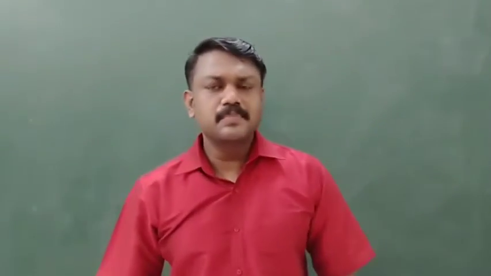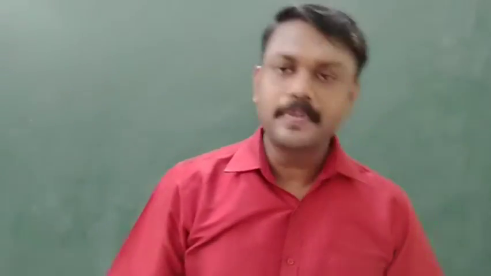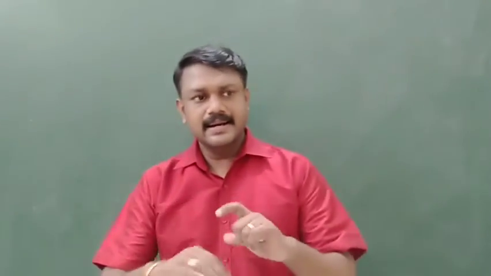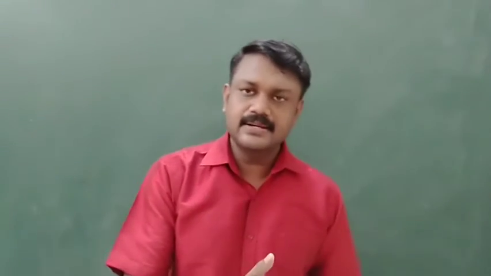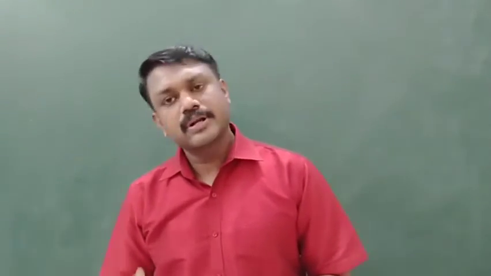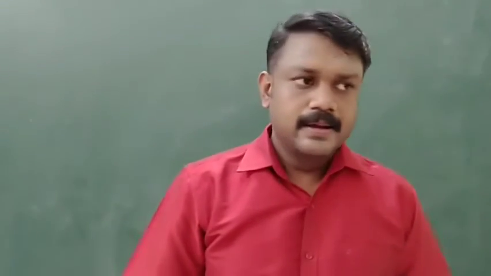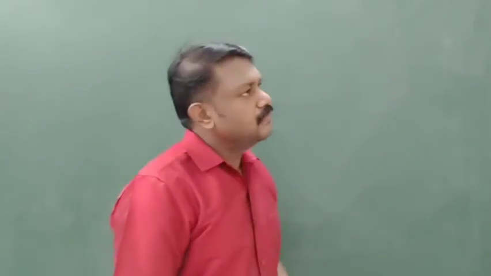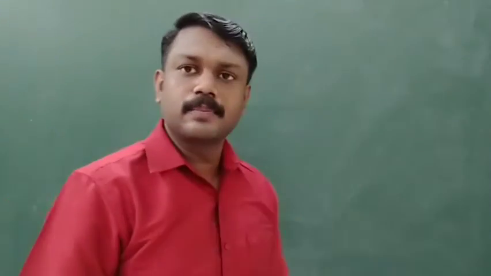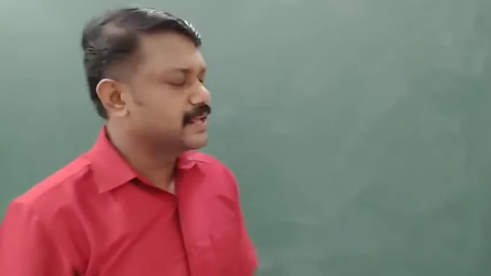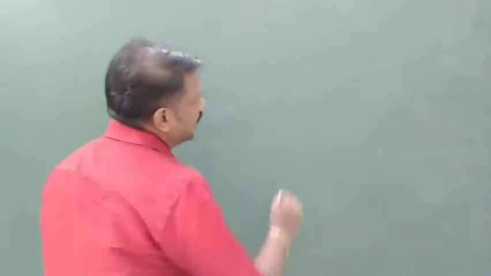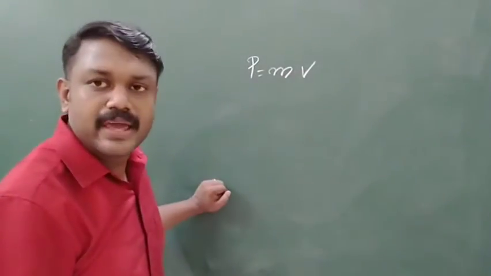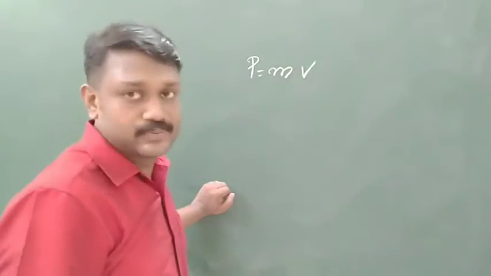Now some more topics are given in your textbook, but they are not in your syllabus. They are related to the comparison of linear motion and rotational motion. We can explain that content now, for example angular momentum. In linear motion, the momentum is P equal to m into v, mass into velocity.